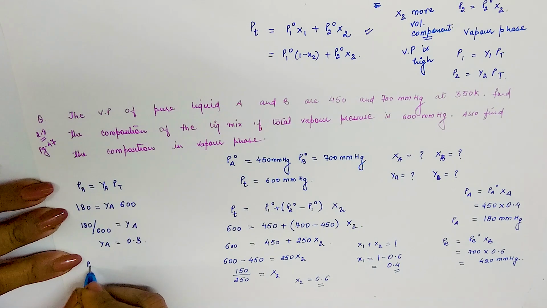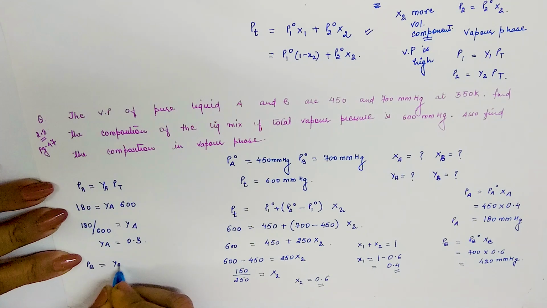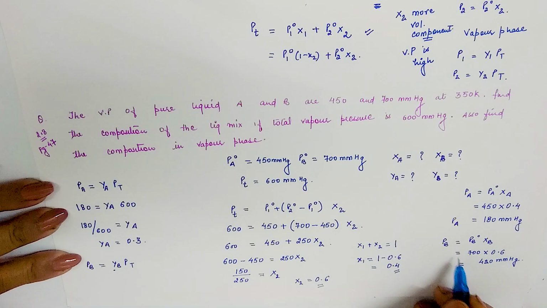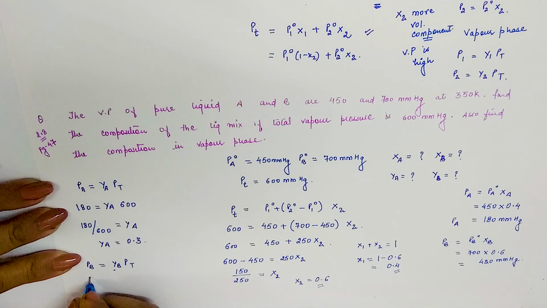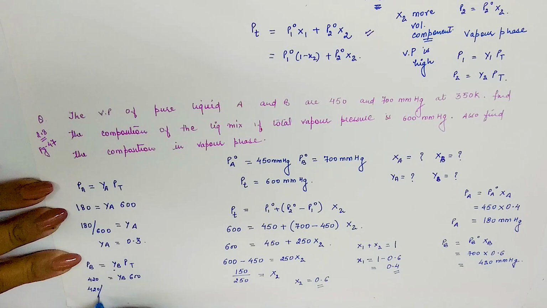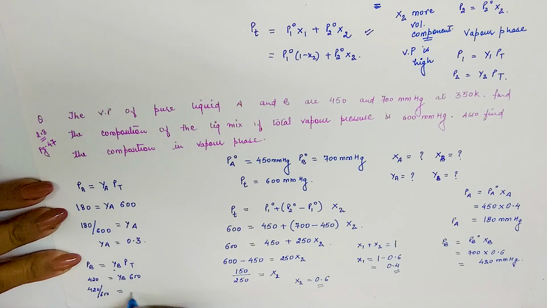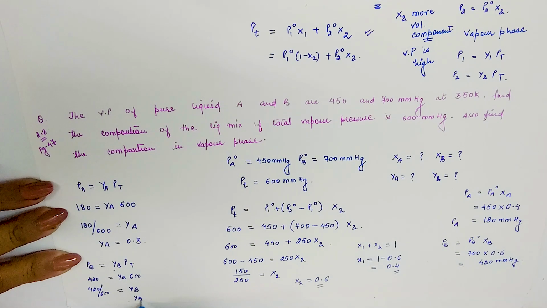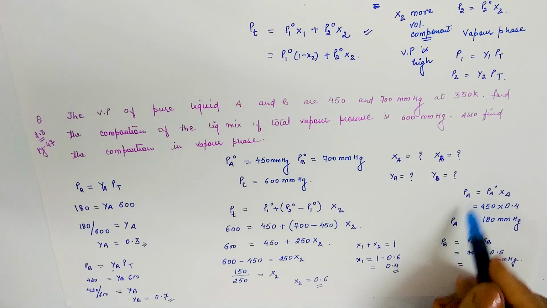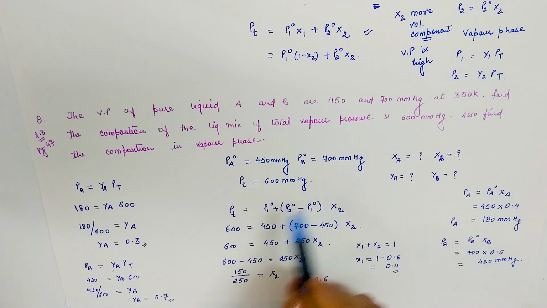Now I have to find out PB is equal to YB P total. I have to find out this YB. PB is coming out to be what? 420. So 420 is equal to YB into P total, which is 600. So 420 divided by 600 is equal to YB, and YB is nothing but 0.7. Okay, so this way you can calculate the mole fraction in the vapor phase, and this way you can calculate the mole fraction in the liquid phase.